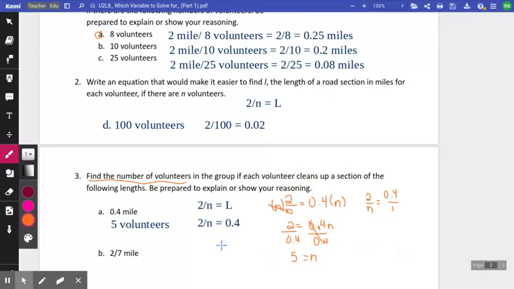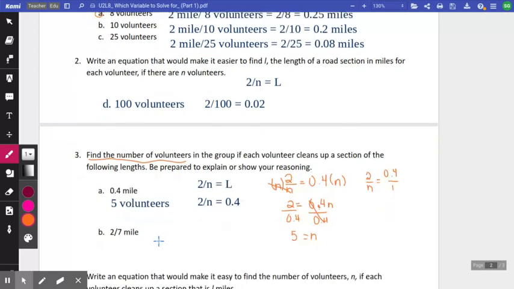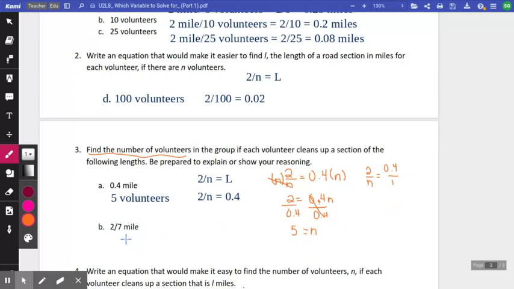The reason for that has to do with how this equation is set up. This equation is set up to tell me what L equals. This equation is set up to tell me how long each person is cleaning up that road. So it's set up to give me this answer right here, not to give me how many volunteers there were. We could calculate how many volunteers for this next problem the same exact way.